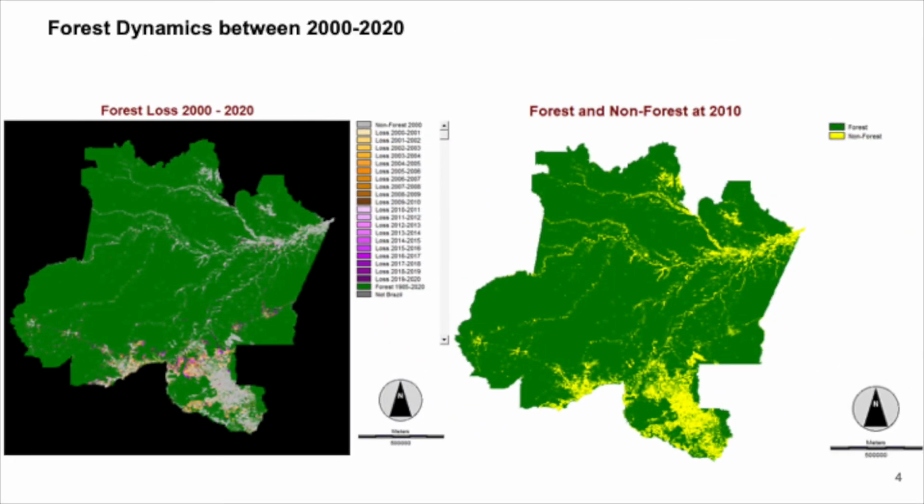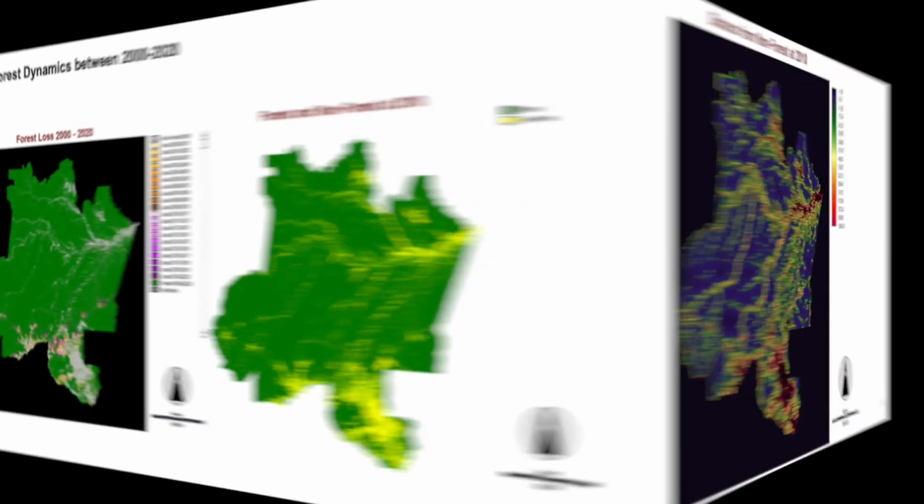These 2 maps show the data used in our analysis. The map on the left displays forest loss between 2000 and 2020, categorized by year, while the map on the right displays forest and non-forest categories in 2010, which was the starting point for all of our model runs.